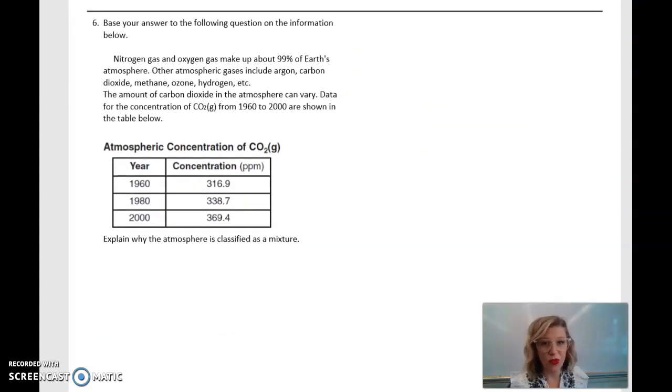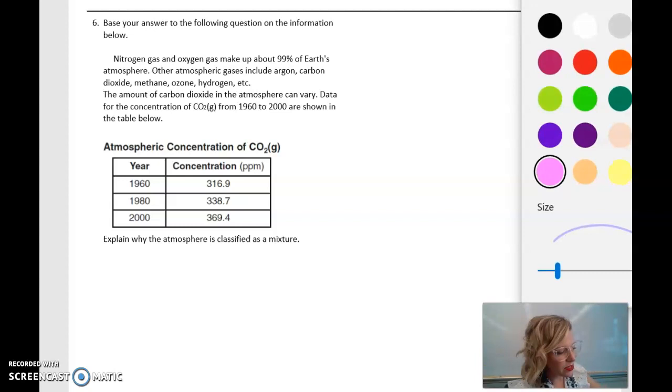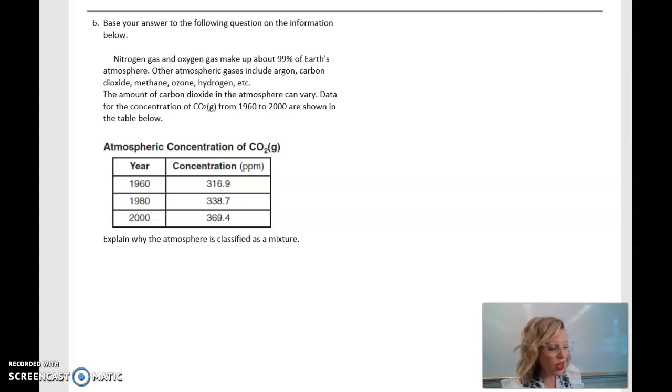Our last question for the practice. Here again, we have a problem, a reading, and a data table. I always start with the problem. Explain why atmosphere is classified as a mixture. So they want us to use our content knowledge about mixtures to explain why atmosphere is considered a mixture. Notice here we're given our atmospheric concentration of CO2. They're telling us how much CO2 is in the atmosphere in 1960, 1980, and in the year 2000. We also have some additional information, so let's take a look.